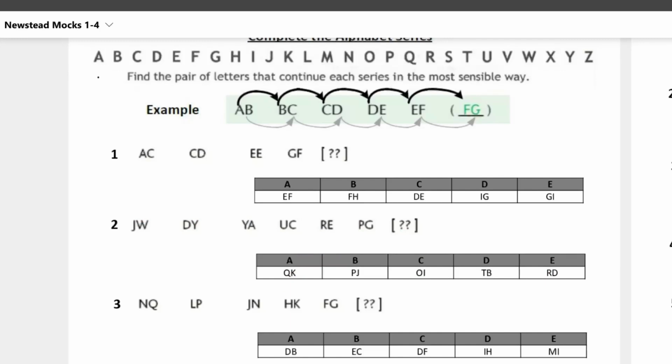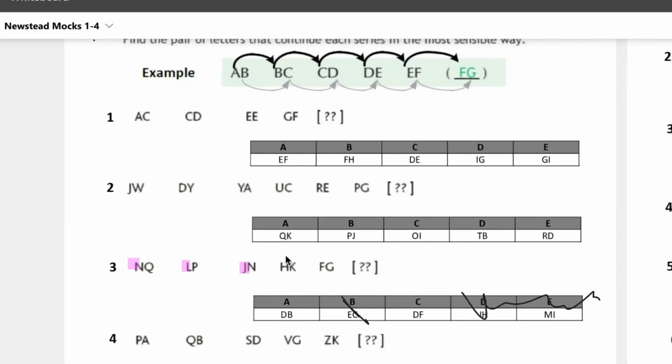Next one, let's focus on the front letter. We're going from N to L to J. We're minusing 2 each time, so F minus 2 is going to be D, which means you can cross out this one, D and E. Let's move down a bit.